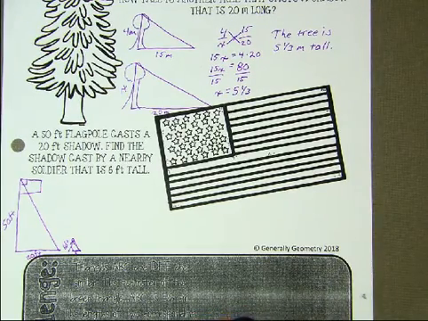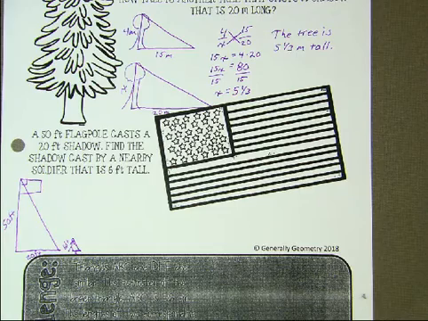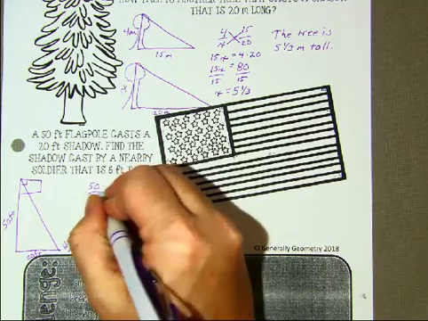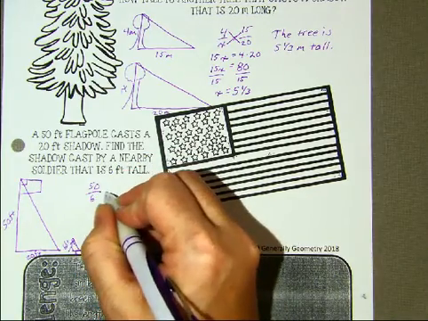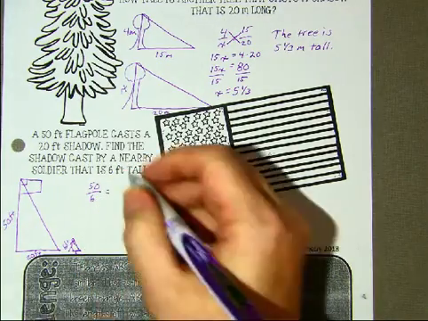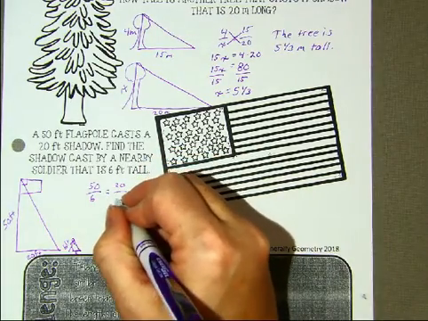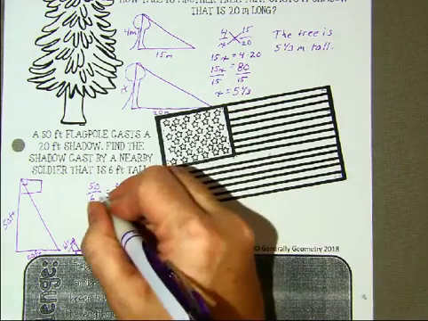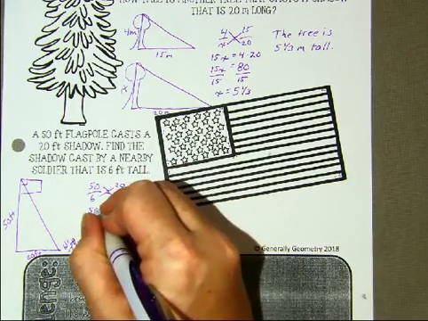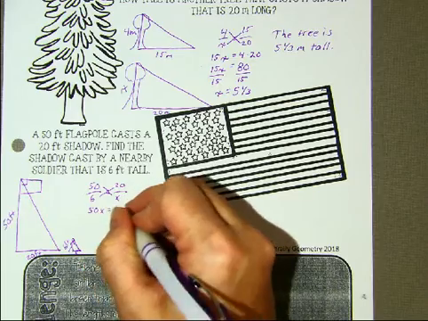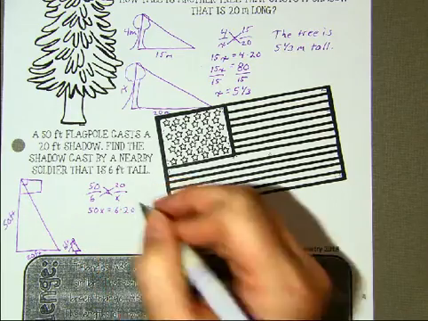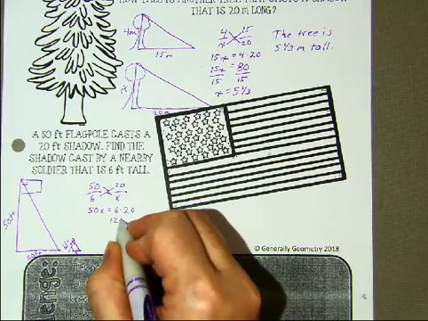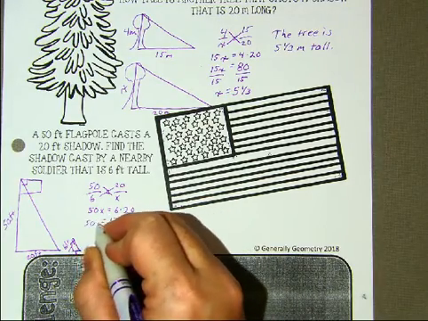So again, we're going to set up our proportion with our corresponding parts. So we have the height of the flagpole is 50. The height of the soldier is 6. Equals the length of the shadow is 20 over the length of the shadow is X. From here, we're going to cross multiply. We get 50x equals 6 times 20. So now we're going to simplify that. 6 times 20 is 120 equals 50x.